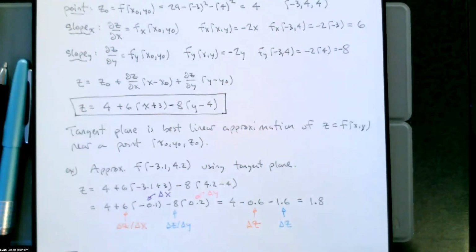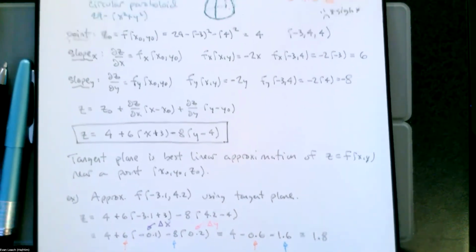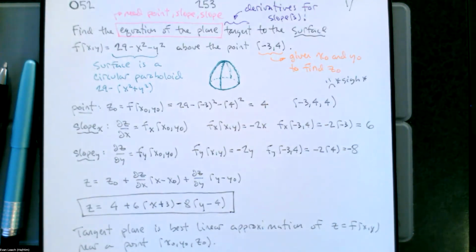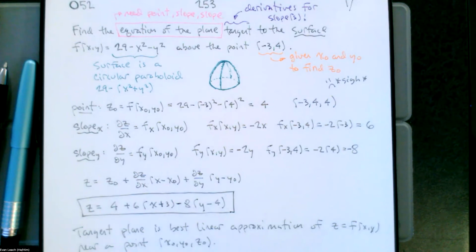Also, think about what our surface looks like. It looks like a paraboloid. And the top of the paraboloid, where it's most round and the flattest part, that's way up at z values of 29 near 0, 0. We're way off here at negative 3, 4 at a height of 4. So that's pretty far away. We're pretty far away from the vertex.